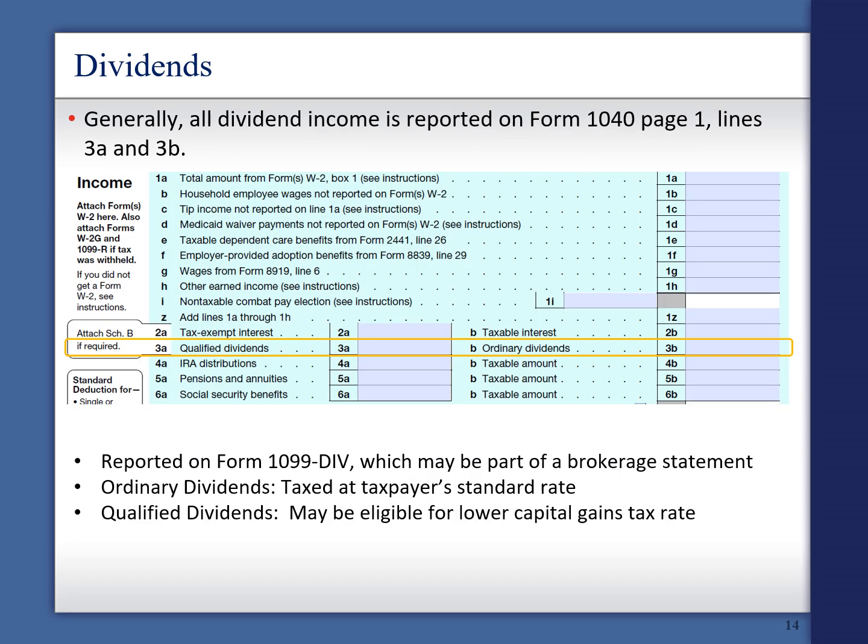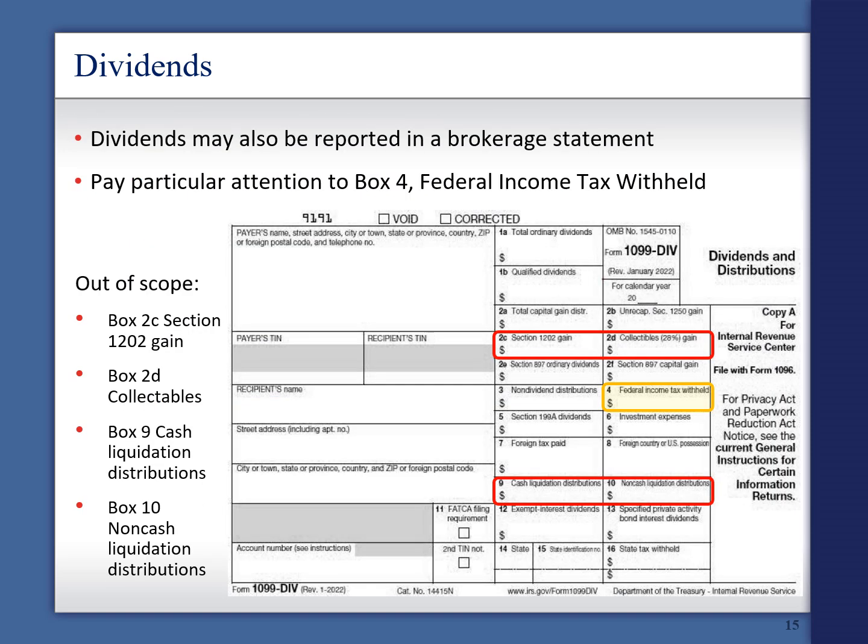Let's go over the types of dividends or payouts to the taxpayer that you might see on a tax form. Generally, all dividend income is reported on Form 1040, page 1, lines 3A and 3B. The corporate distributions that volunteer tax preparers may handle are as follows: ordinary dividends, qualified dividends, capital gain distributions, or non-dividend distributions. All dividends are reported on Form 1099-DIV.